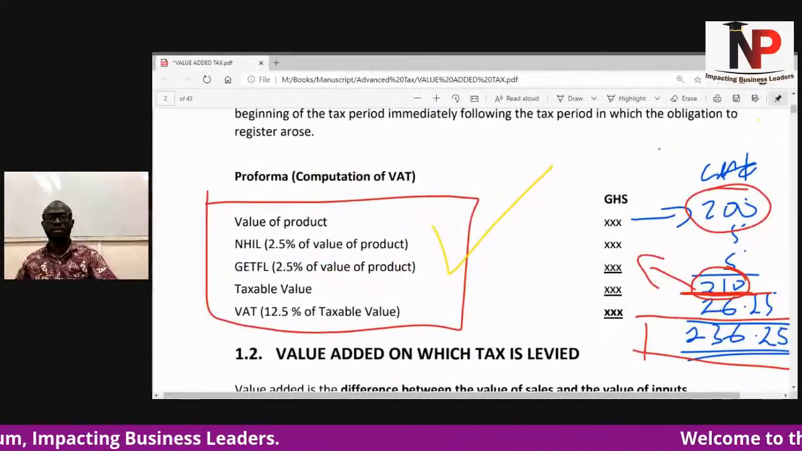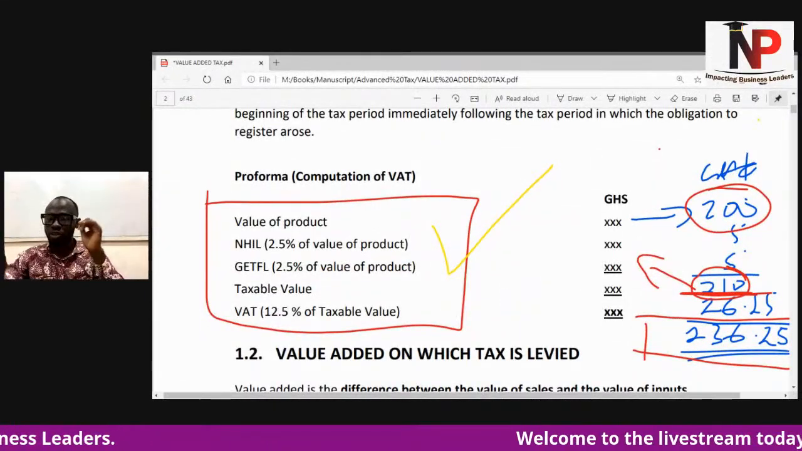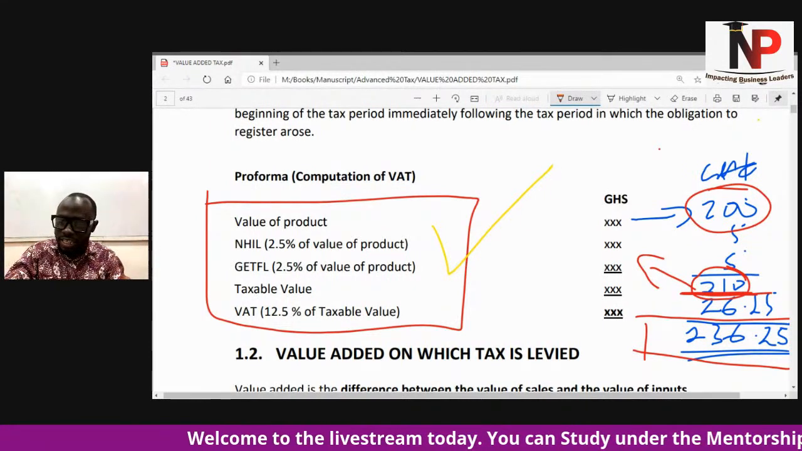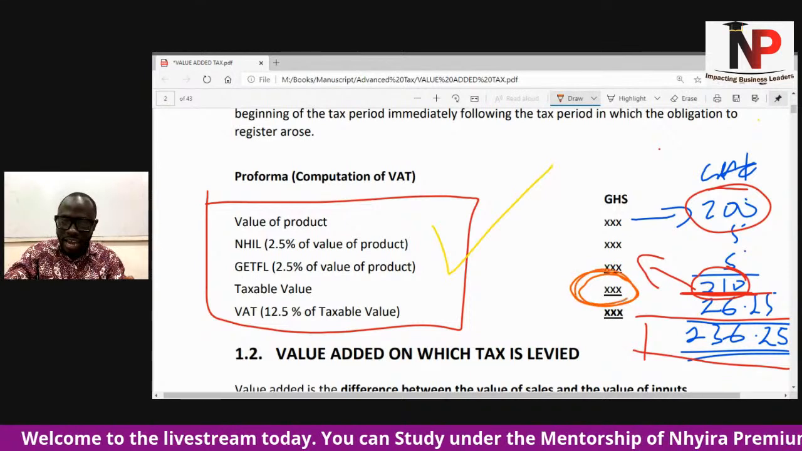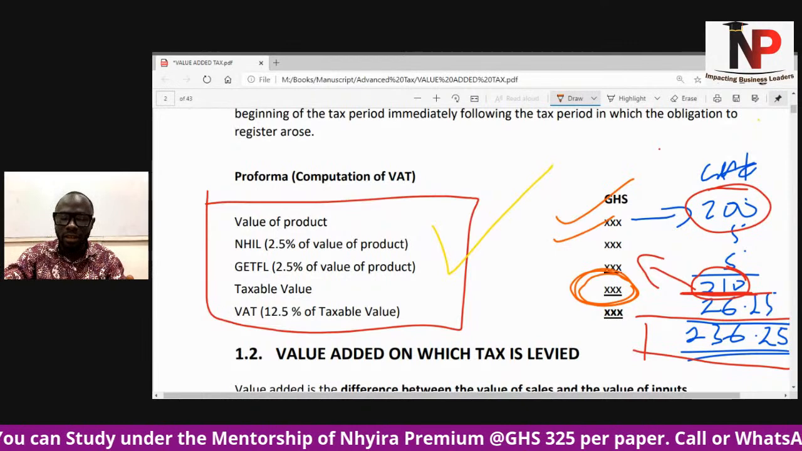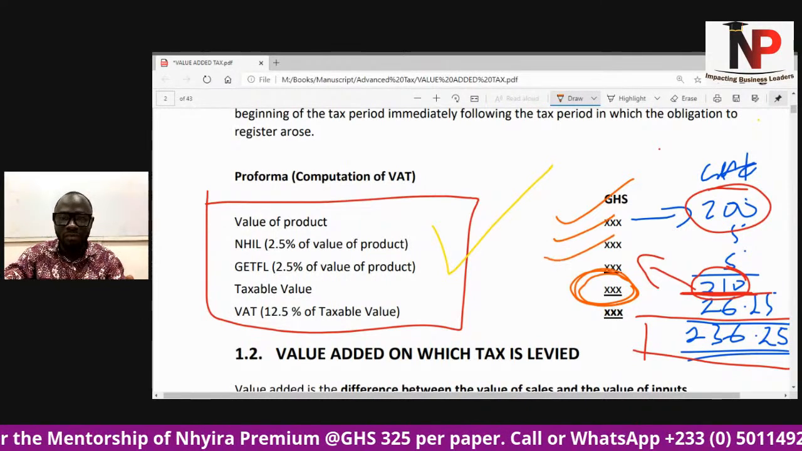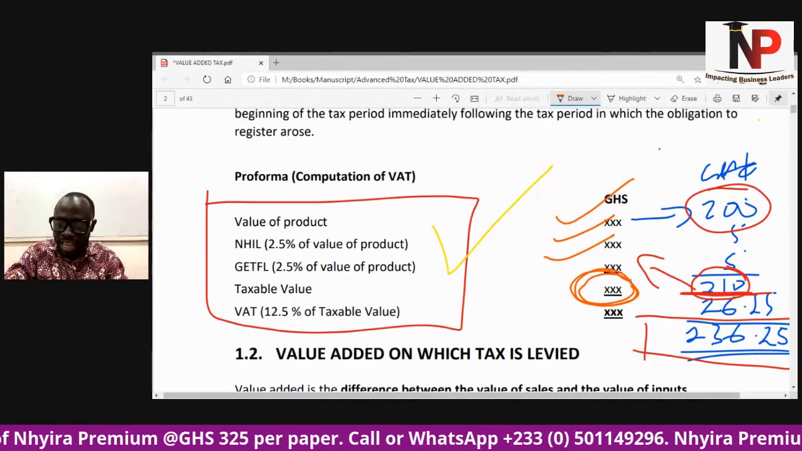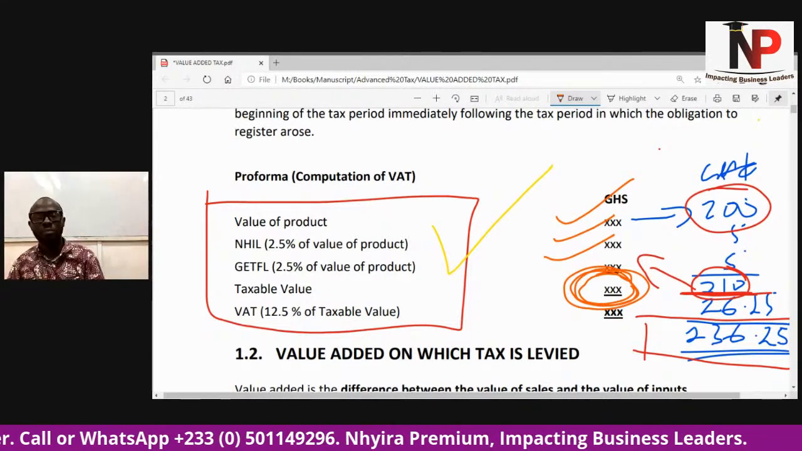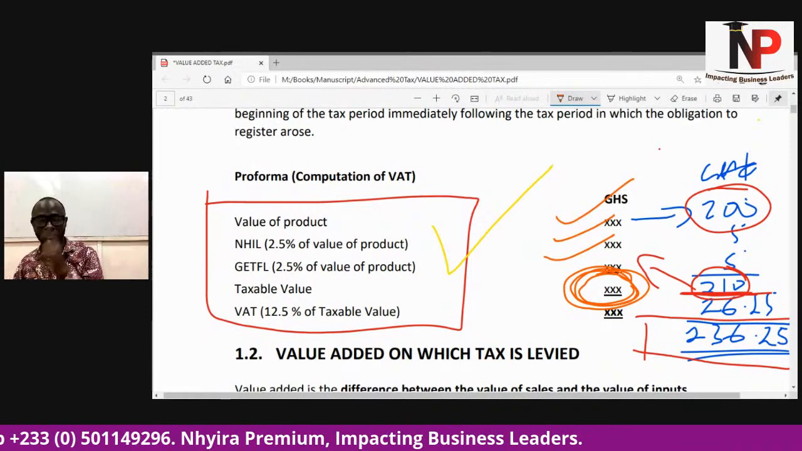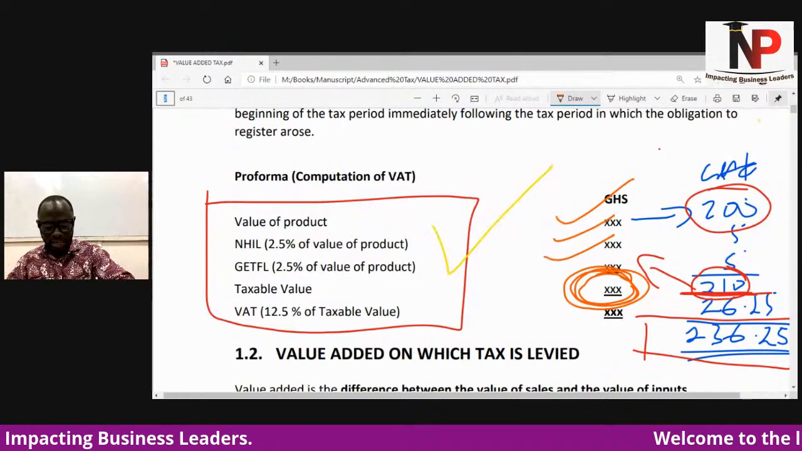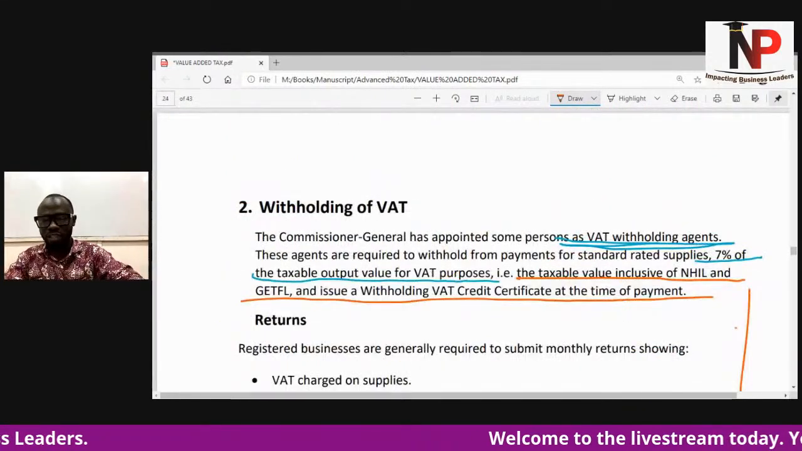This is it. Remember, I told you this yesterday. So the 7% will be charged on the taxable value. That is the value of the goods plus NHIL plus the GETFund levy. The total of that, the taxable value, that is where he will withhold 7% on that particular value. I hope you are getting the idea. This principle is very important in that case. So let's go back to our slide.